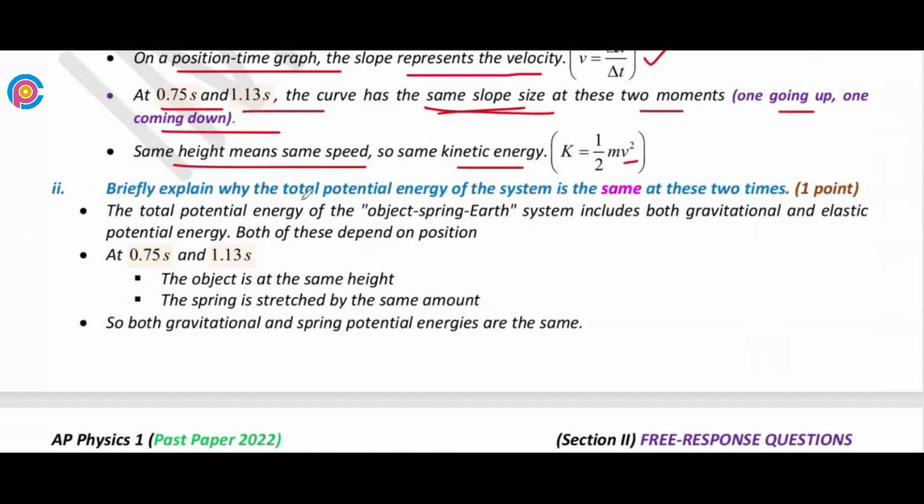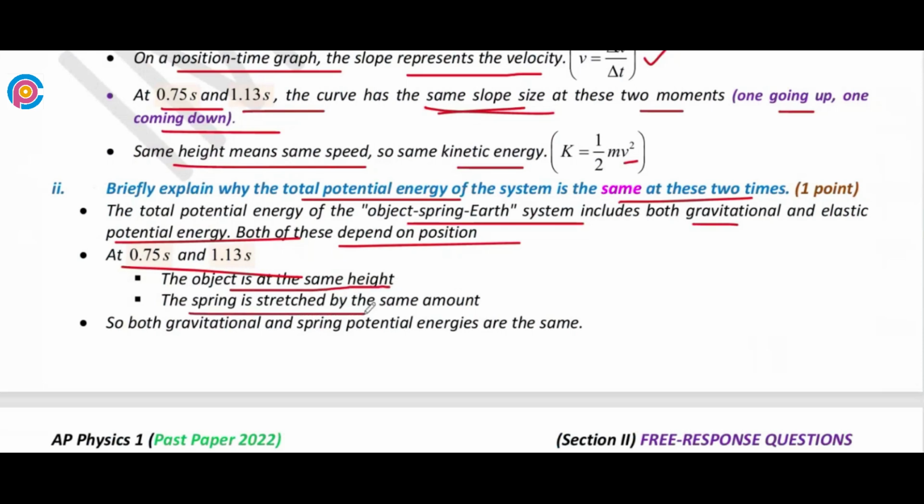Now explain briefly why the total potential energy of the system is the same at these two times. In the total potential energy of the object-spring-earth system, the gravitational potential energy is there, and the elastic potential energy is there, but both these energies depend upon the position. At these two instants, the object is at the same height from the ground. The spring is stretched by the same amount, meaning x is the same. So both the gravitational and spring potential energies are the same because both have the same value at these instants.